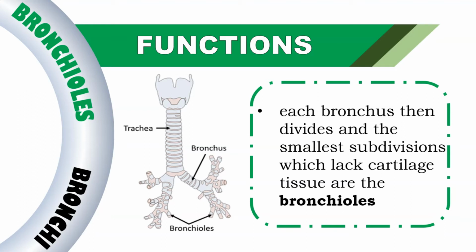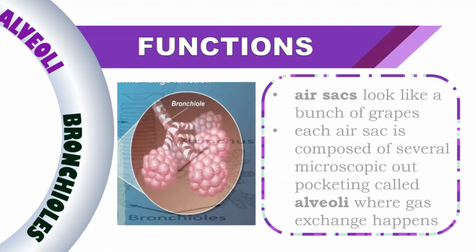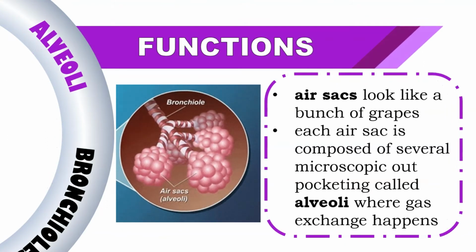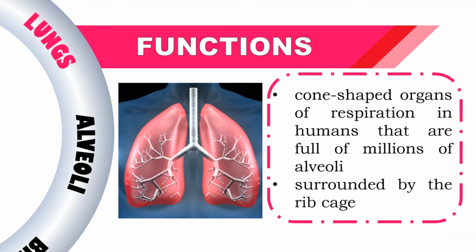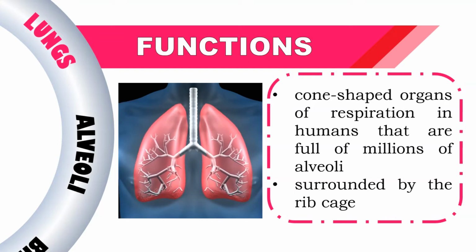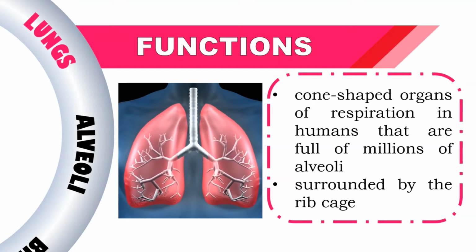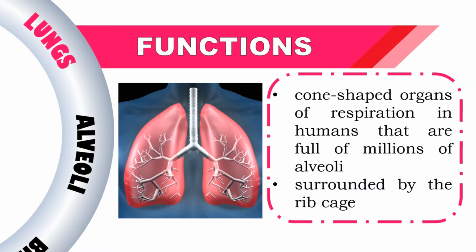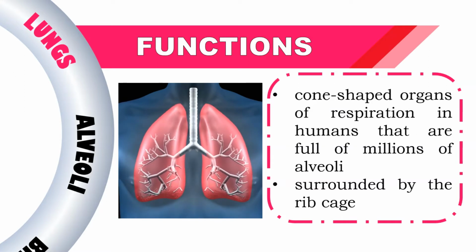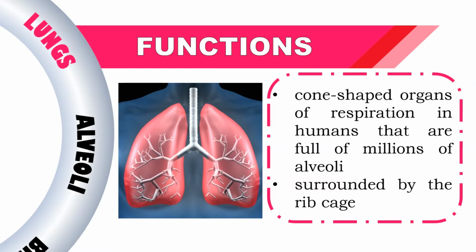At the distal end of the bronchioles are the air sacs. Air sacs look like a bunch of grapes. Each air sac is composed of several microscopic outpocketing called alveoli, where gas exchange happens. Then, the main organ of the respiratory system is the lungs. Lungs are cone-shaped organs of respiration in humans that are full of millions of alveoli. Humans have 2 lungs that completely fill the spaces of the chest cavity and are surrounded by the rib cage.